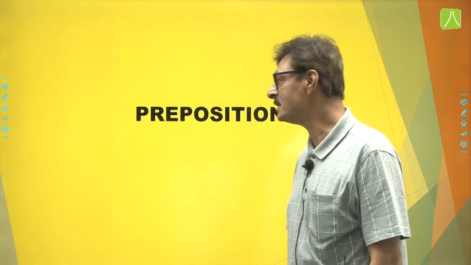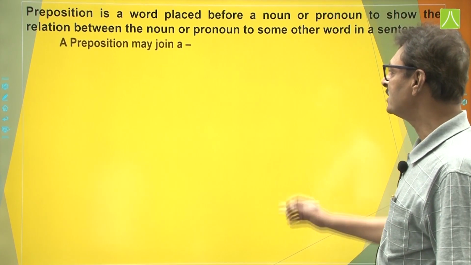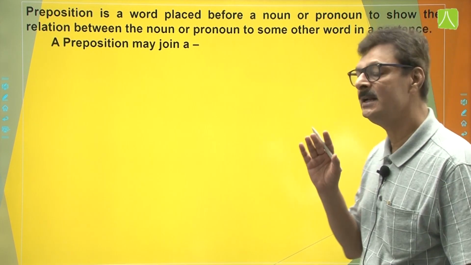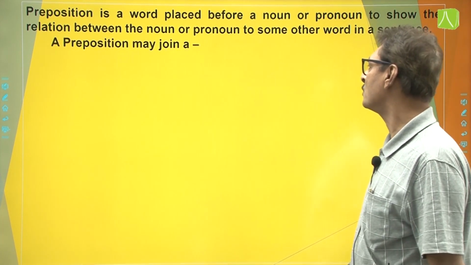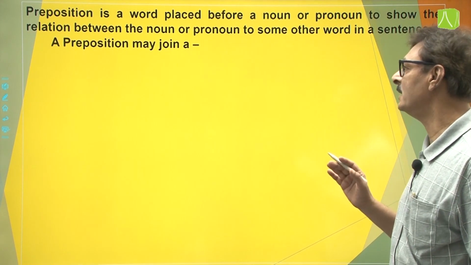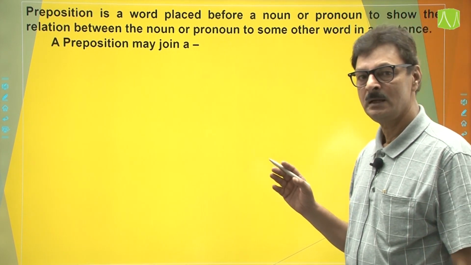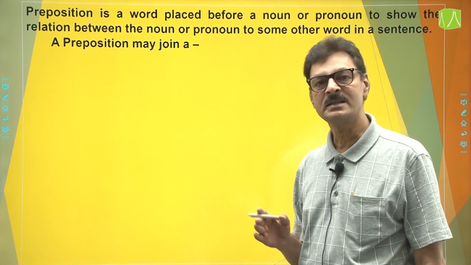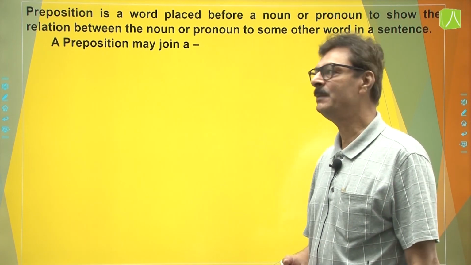Yes friends, what is a preposition? A preposition is a word which is placed before a noun or a pronoun to show the relationship between the noun or pronoun and some other word in a sentence. Words like on, in, at are examples of prepositions.